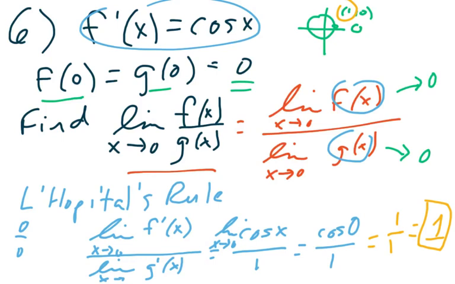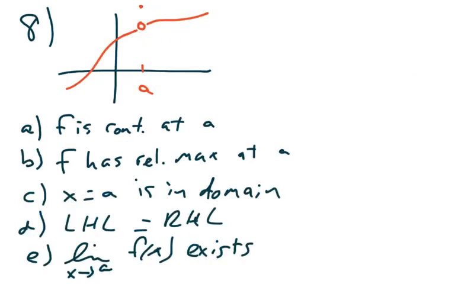All right, so again, because of the fact that we got 0 over 0 from the initial limit, we are able to apply L'Hopital's rule where we take the derivative of both the numerator and denominator, and then we can evaluate the limit over again. All right, hopefully that was able to clear some things up with that. All right, moving on to question number 8.